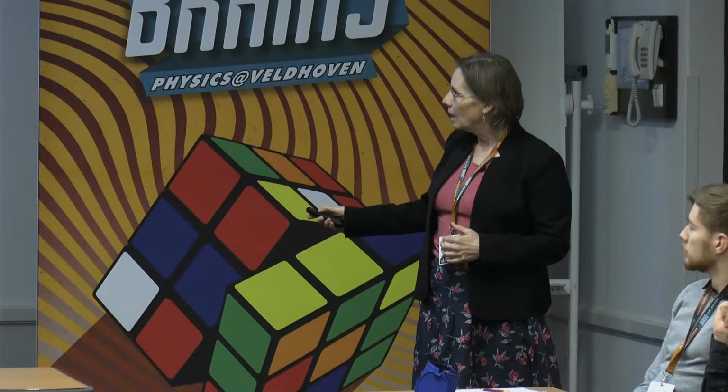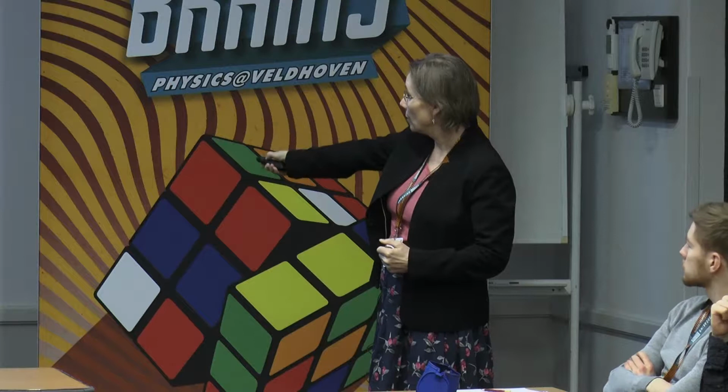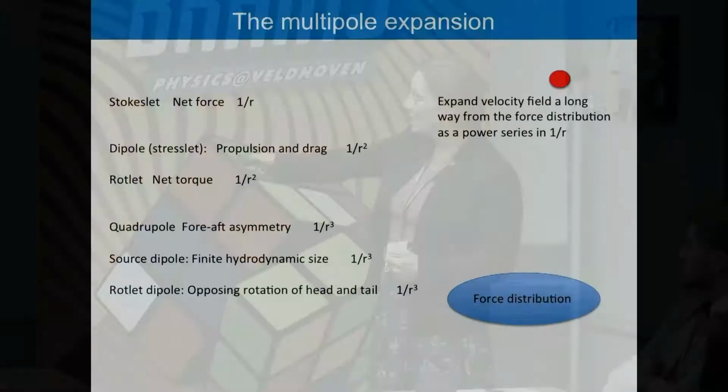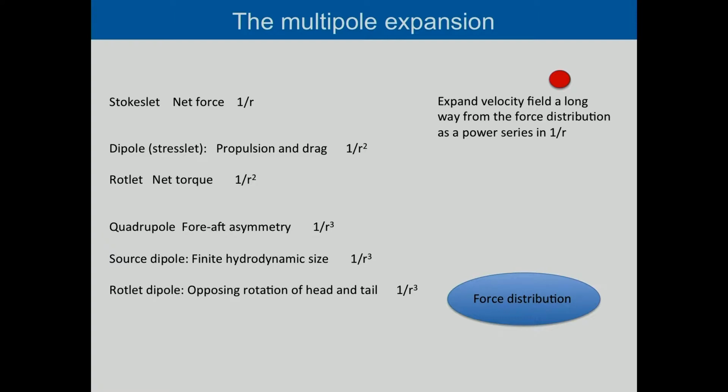It's actually slightly more complicated than the electromagnetism case, because we're dealing with forces, which are vectors, rather than charges, which are scalars. So you could also have a net torque for this force distribution. If you have a net torque, you get a thing called a rotlet, which is again a 1 over r squared term. And then here's the quadrupole one, someone was mentioning. If those by chance happen to be zero, you'll pick up the quadrupole.